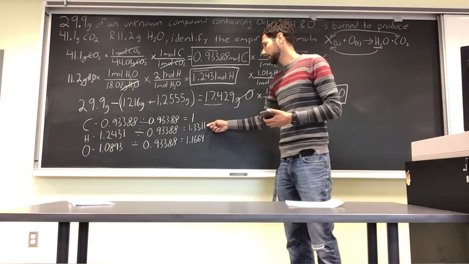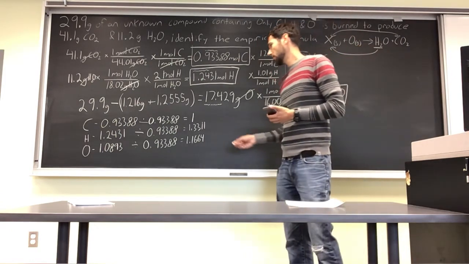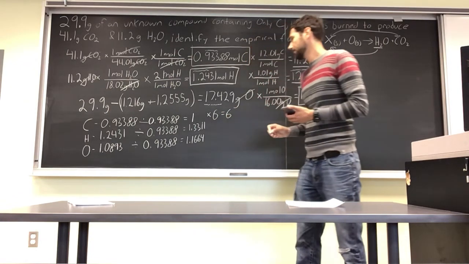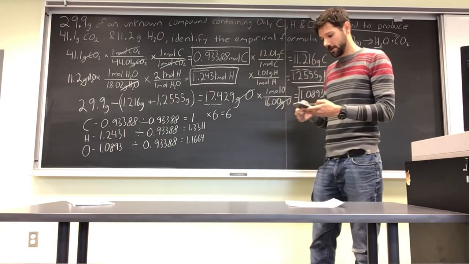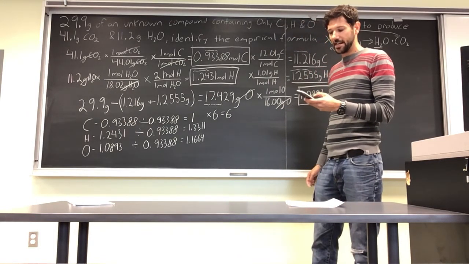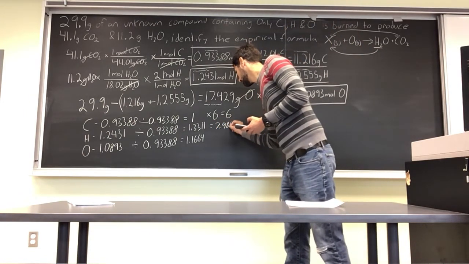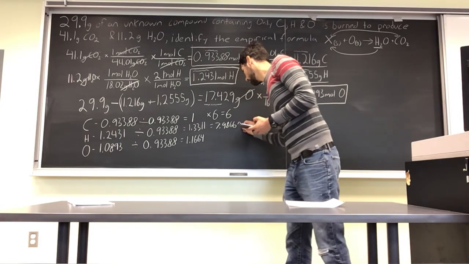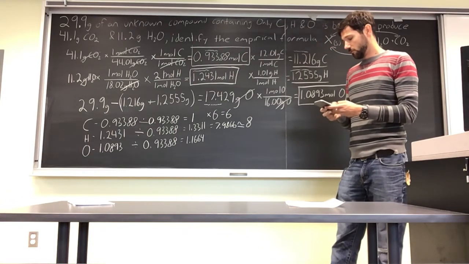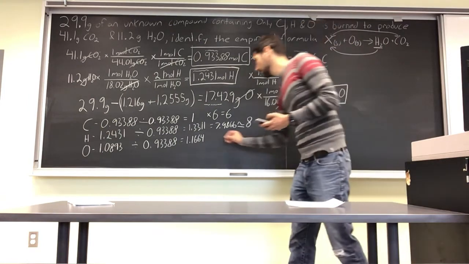But 3 is not going to work to multiply each of these three things by. What is going to work is 6. So if I multiply 1 by 6, it equals 6. If I multiply 1.3311 by 6, I got 7.9866, which is around 8. And if I multiply 1.1664 by 6, I get 6.9984.